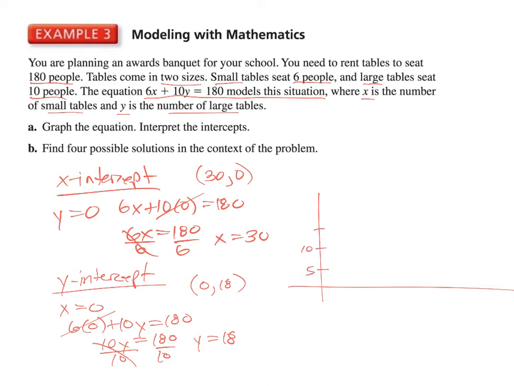Yeah, that works. So now 5, 10, 15, 20, 25, 30, 35. My x-intercept is 30, 0. And my y-intercept is 0, 18. So I'm right here. And then there's my graph.